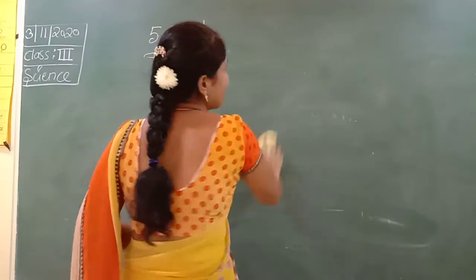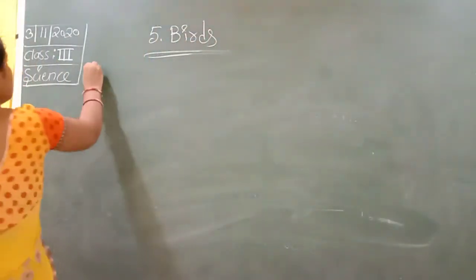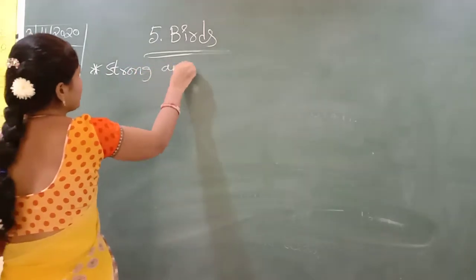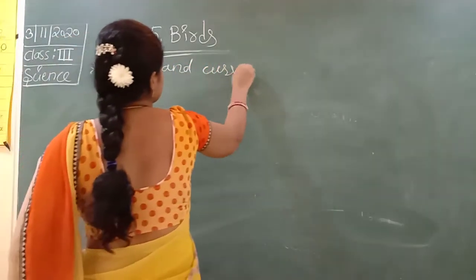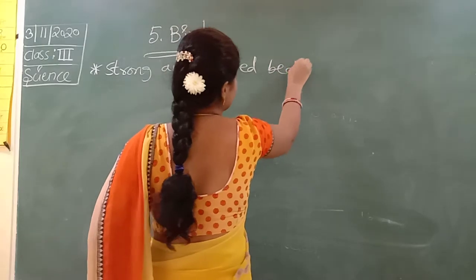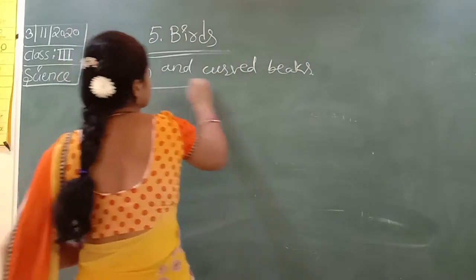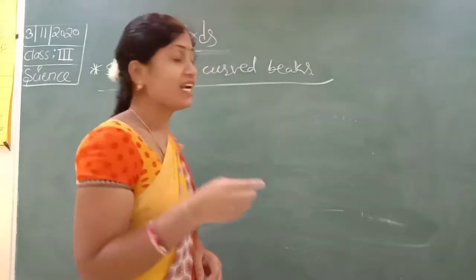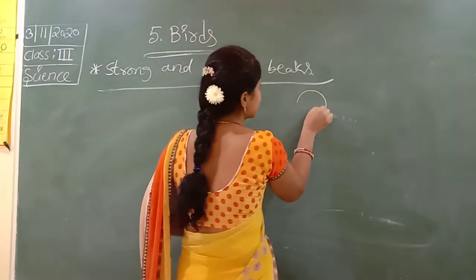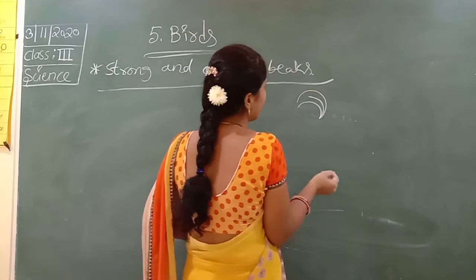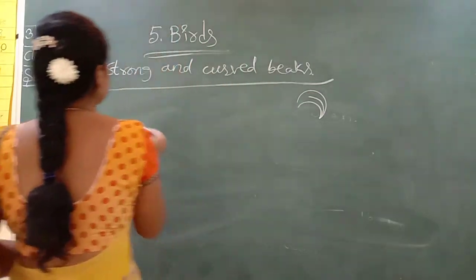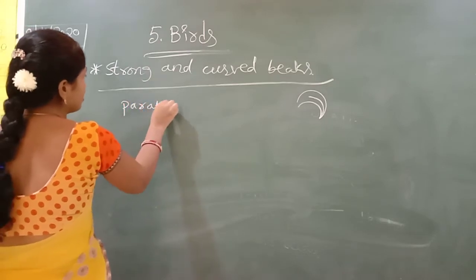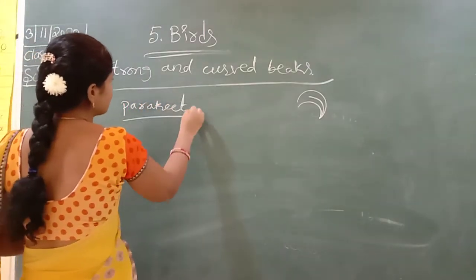Next, strong and curved beak. Parakeets, or parrots. You know the parrot very well. Parakeets have a strong and curved beak.